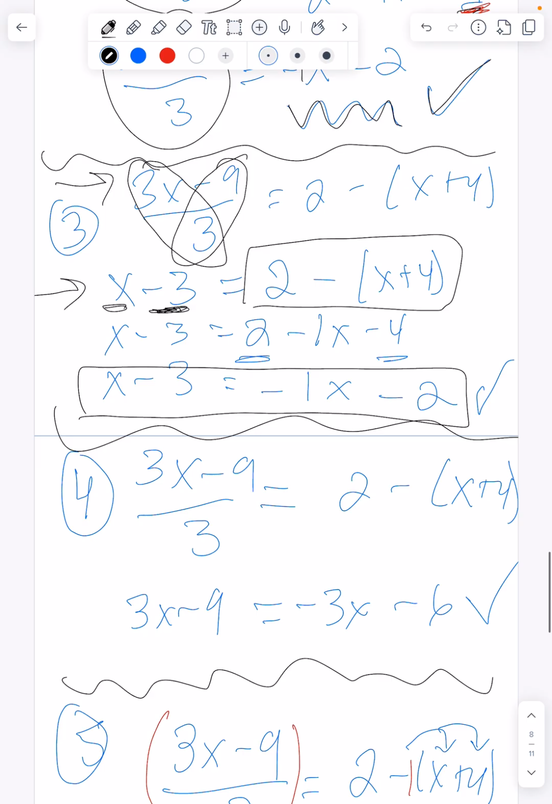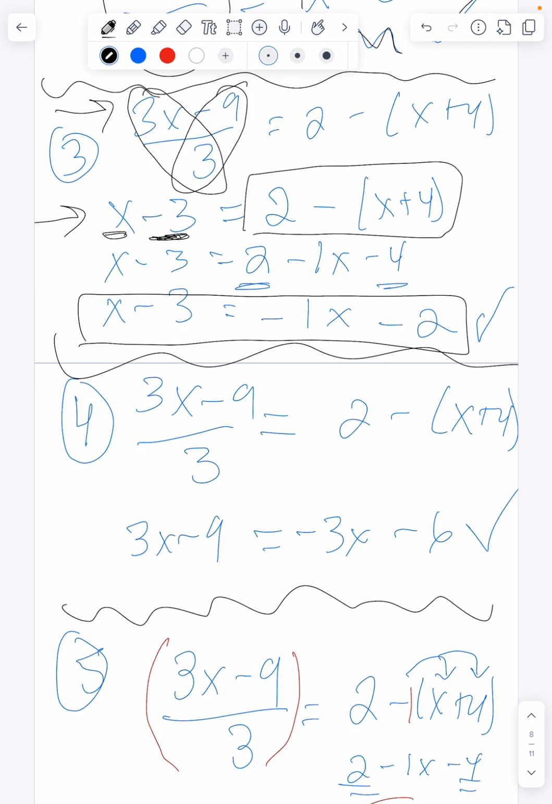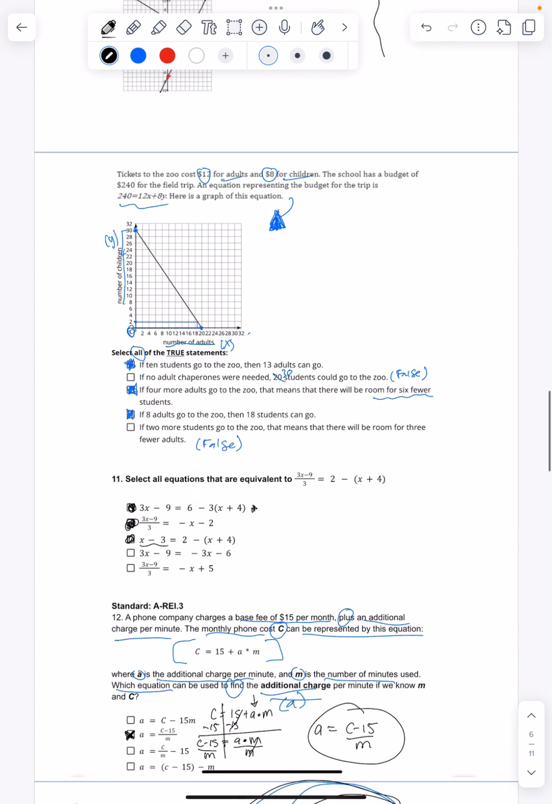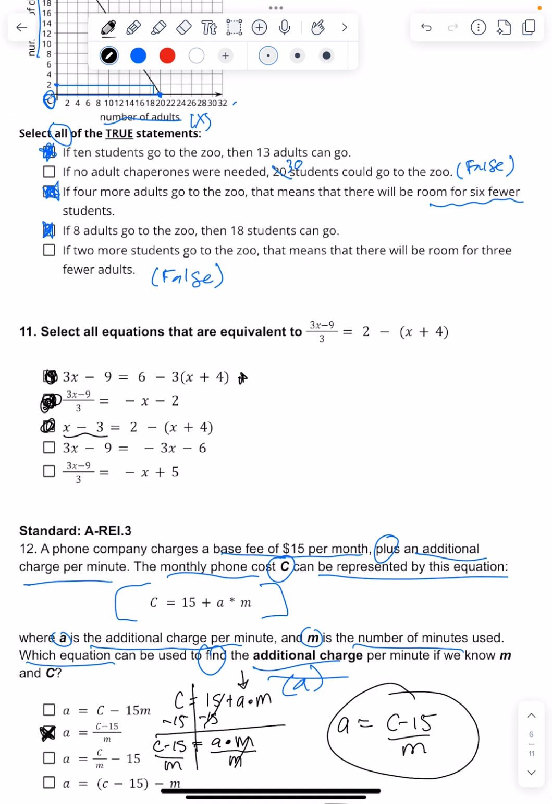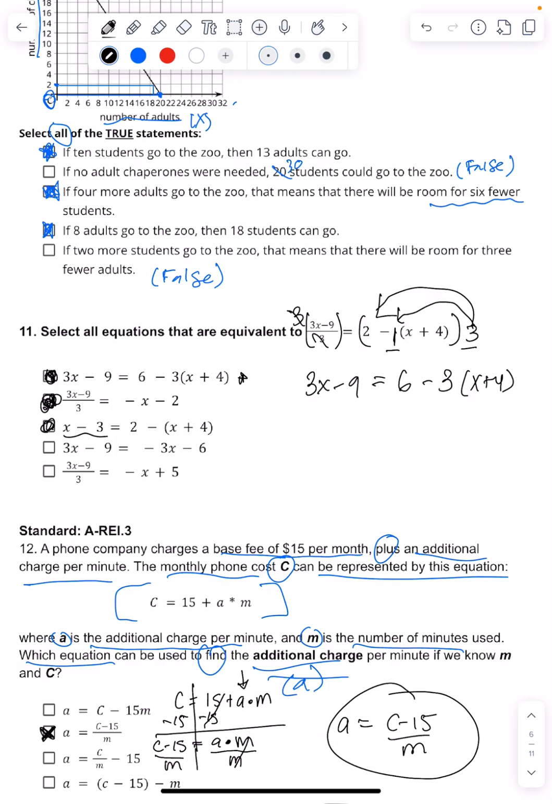In this case, we already had established that this one right here was true, right? So again, they multiply by 3. We know that x minus 3 is equal to negative 1x minus 2. So what they did was 2 things. Let's go back up. The first thing is they multiply this by 3 and cancel this, so 3x minus 9 is equal to, this is a negative 1, so 3 times 2 is 6, 3 times negative 1 is negative 3, and then x plus 4 stays the same. So that looks good.